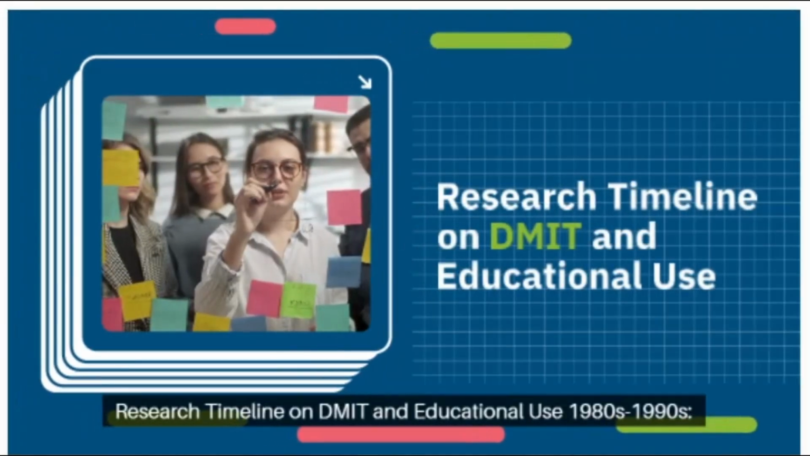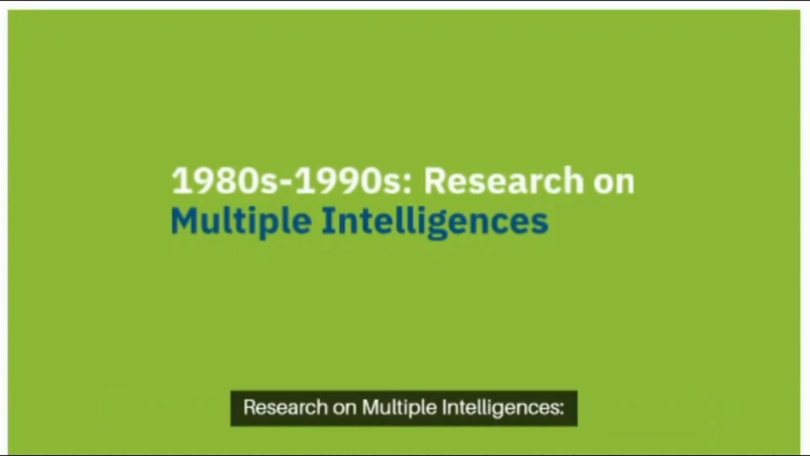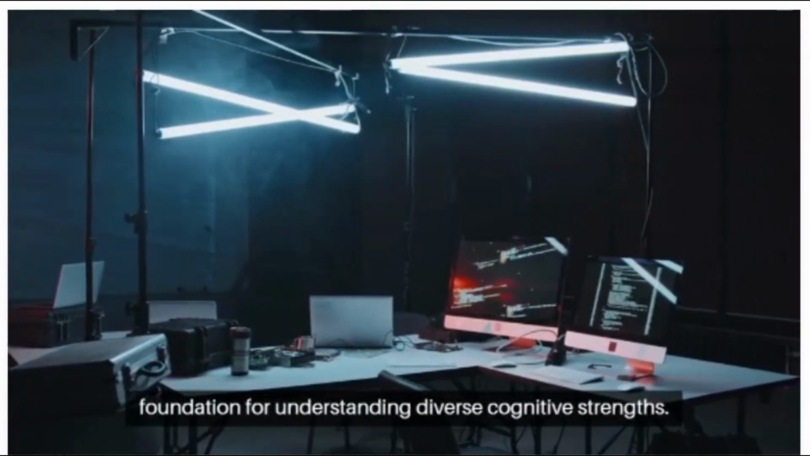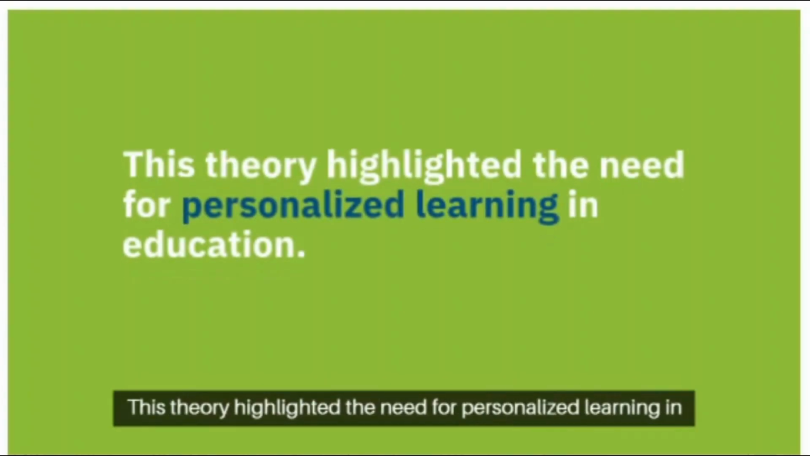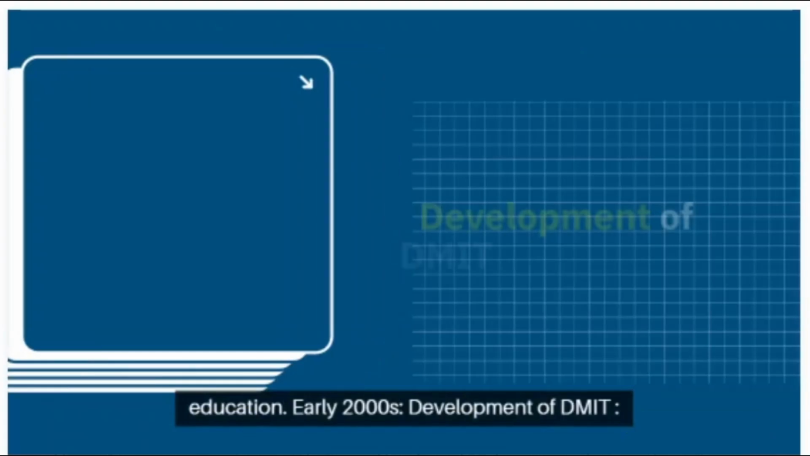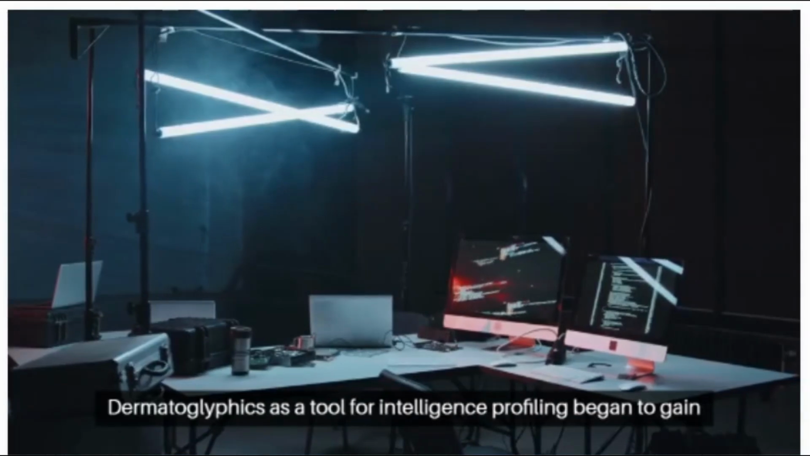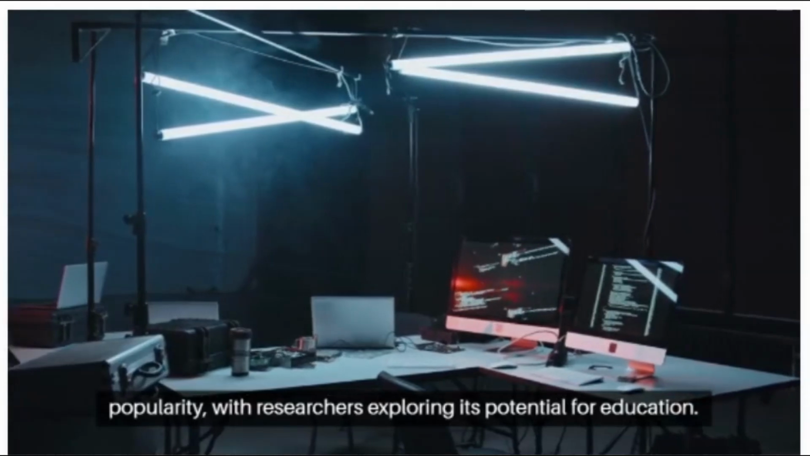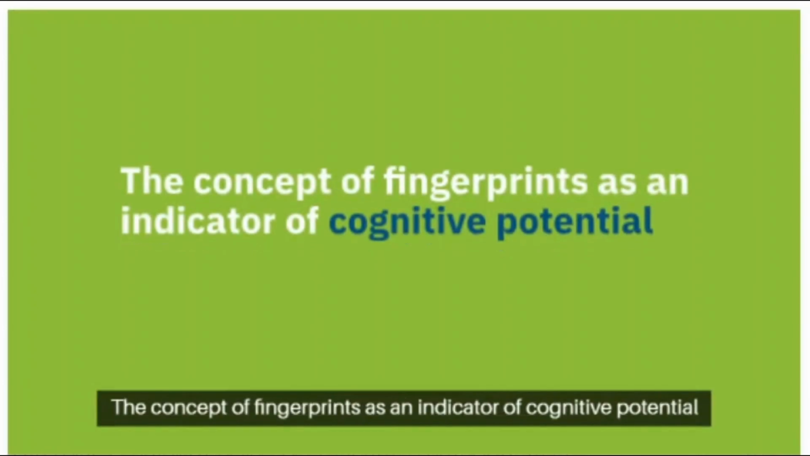Research timeline on DMIT and educational use. 1980s to 1990s: Research on multiple intelligences. Howard Gardner's theory of multiple intelligences laid the foundation for understanding diverse cognitive strengths. This theory highlighted the need for personalized learning and education. Early 2000s: Development of DMIT. Dermatoglyphics as a tool for intelligence profiling began to gain popularity, with researchers exploring its potential for education. The concept of fingerprints as an indicator of cognitive potential was introduced, supported by neurological studies.